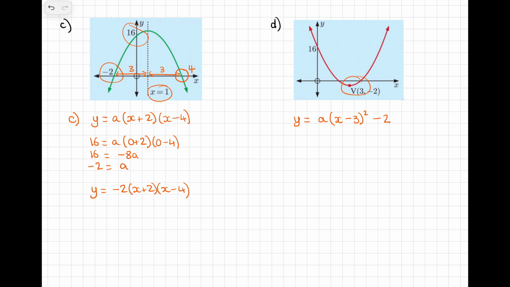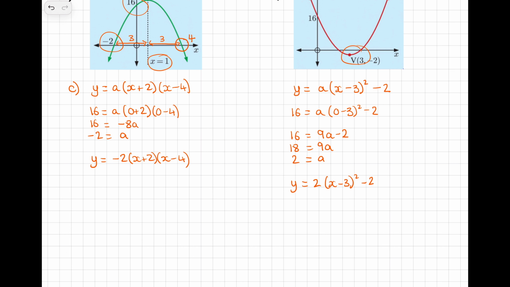We then need to work out the a value. We have a y-intercept at 16, which means we'll have 16 equals a. The x is 0, and we can work this out from there. So we'll have 16 equals negative 3 squared is 9, so it'll be 9a minus 2. 18 equals 9a, just rearrange this, and we end up with a equals 2. Then from there, sub that into the equation, and we'll have y equals 2, x minus 3 all squared minus 2. And that is the end of this video on quadratics.